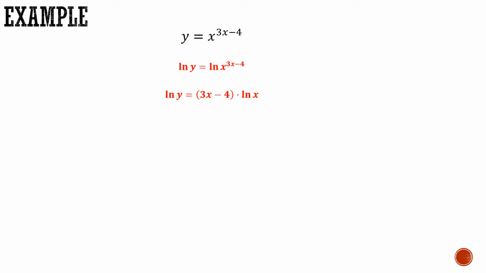Now the derivative of ln y would be 1 over y dy dx. Remember, every time you see a y and you take the derivative of y, you need to put the dy dx. And then on the other side, I have to do my product rule. So I'm going to do first, which is 3x minus 4, times the derivative of the second. The derivative of ln x is 1 over x, plus second, which is ln x, times the derivative of the first, which is 3. Alright, from there, I'm going to simplify it, clean it up.